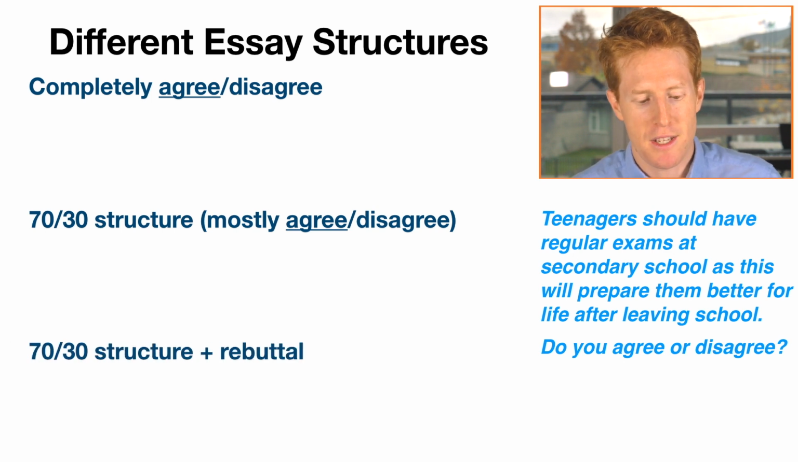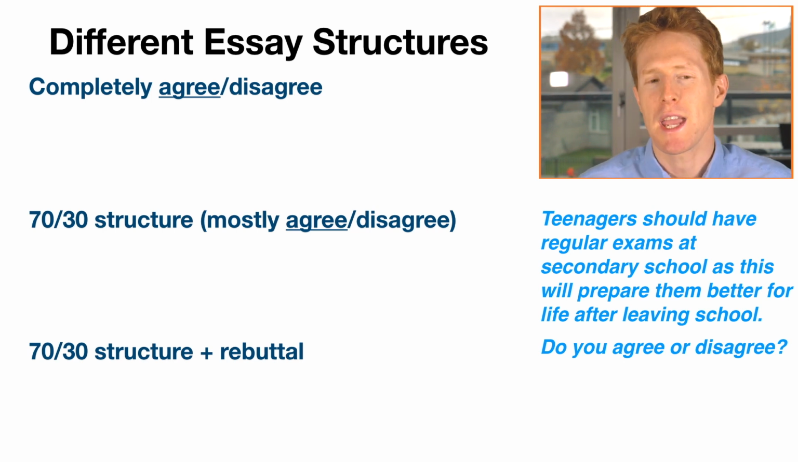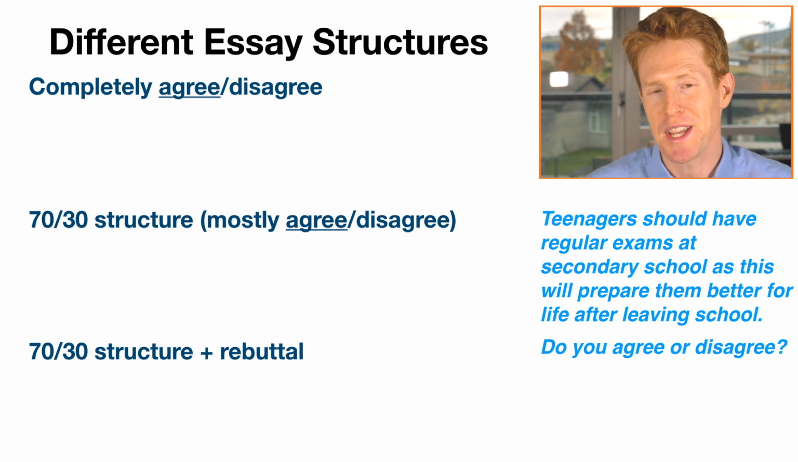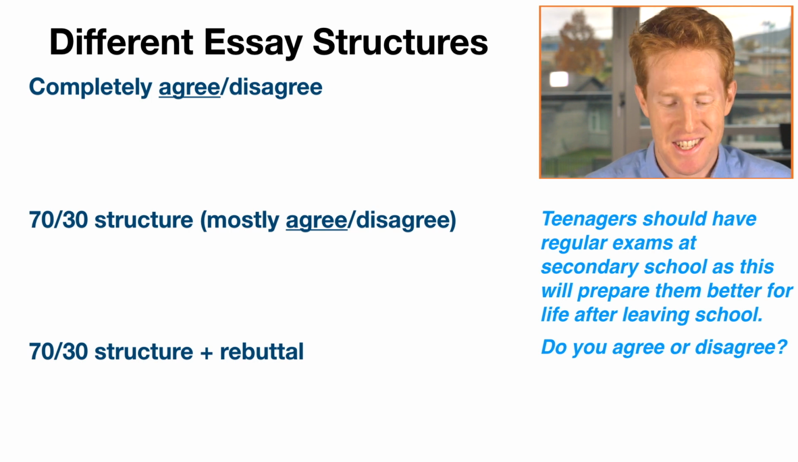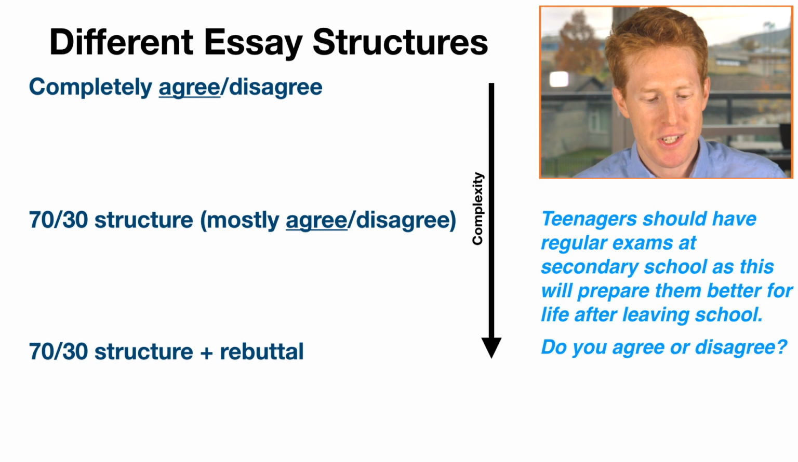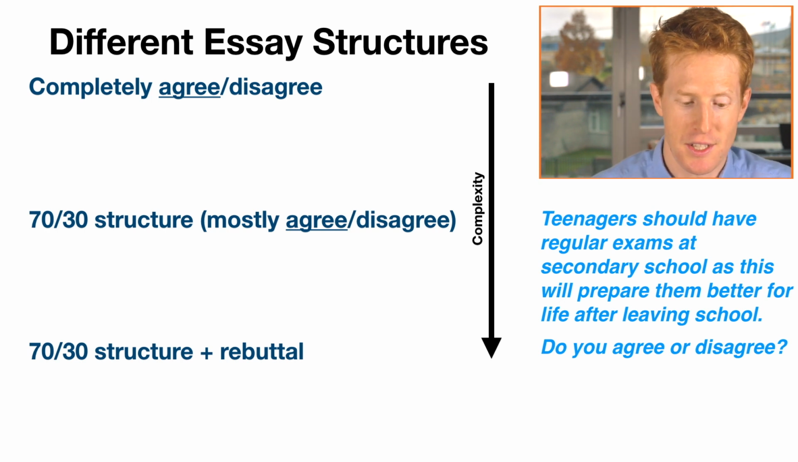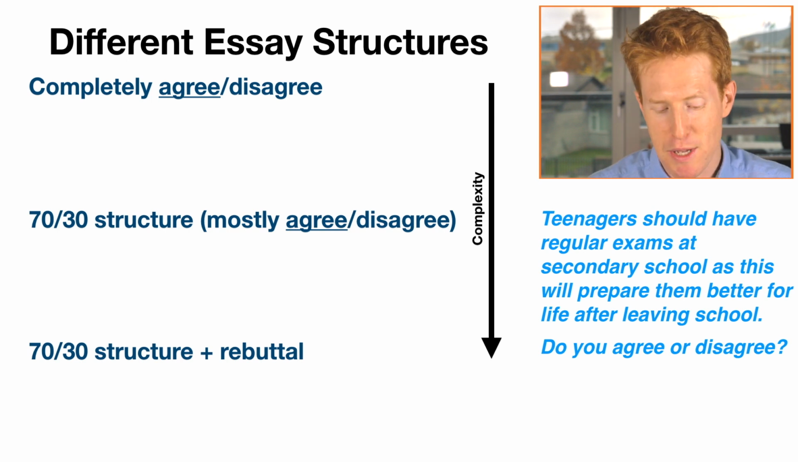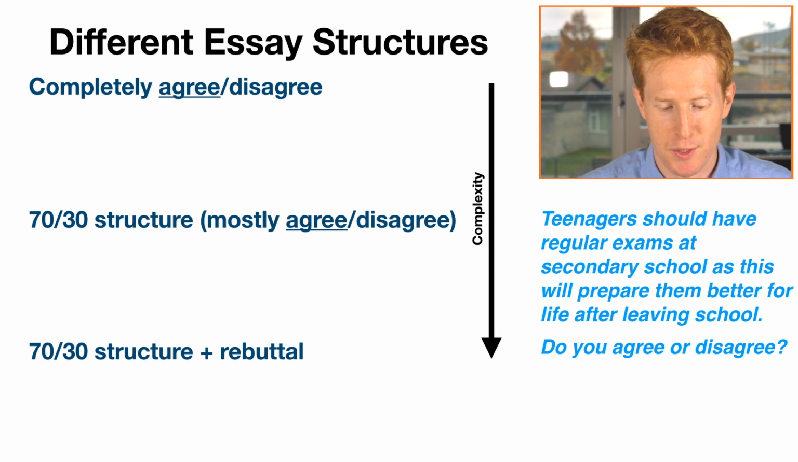Now, we also have the 70-30 structure plus a rebuttal. So that's when you're saying, I 70% agree, I 30% disagree, but here's why I don't agree with those people that disagree. Now we're going to look at how to write a 70-30 structure plus a rebuttal a little bit later. Now, as you can imagine, the completely agree-disagree essay structure is the simplest, the 70-30 structure is in the middle, and the most complex is the 70-30 structure with a rebuttal.